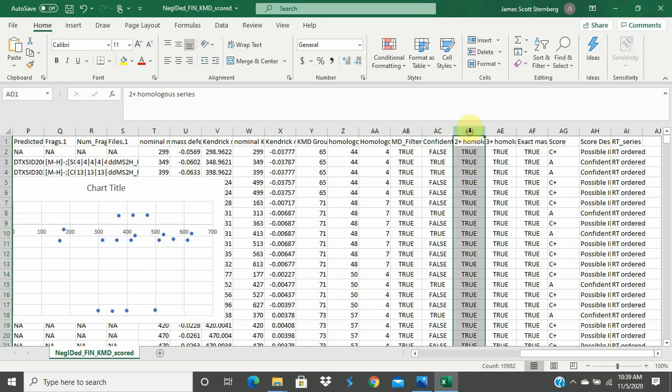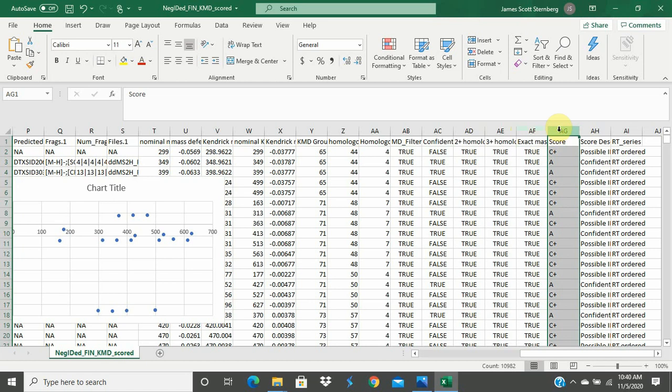The columns labeled 2+ and 3+ homologous series show that there are 2 to 3+ repeating CF2 units in the sample. One factor of the scoring is based on the number of repeating CF2 units, so this column can help further clarify a compound's score. Exact mass match simply means it had an exact mass match. Anything with an MS-MS ID will have an exact mass match, but some things without an MS-MS may or may not have an exact mass match.